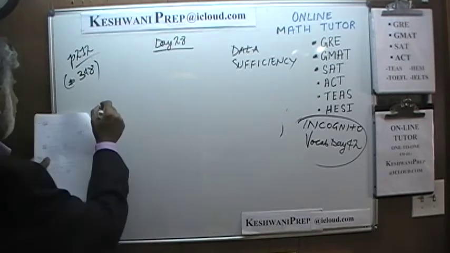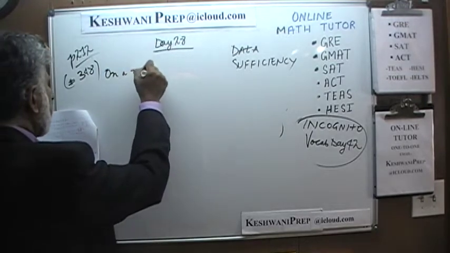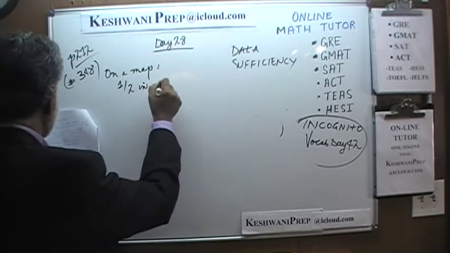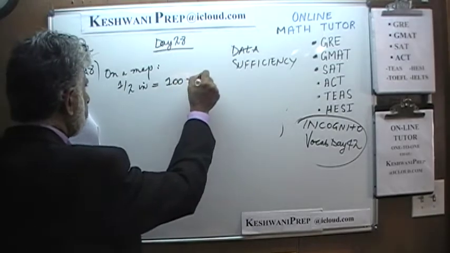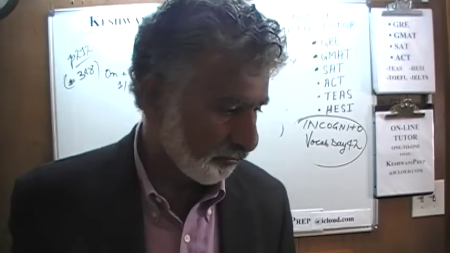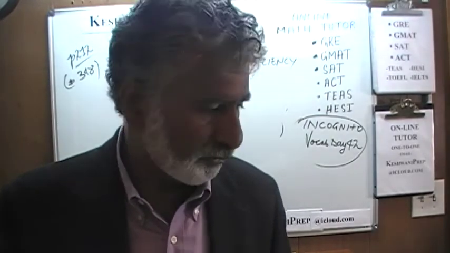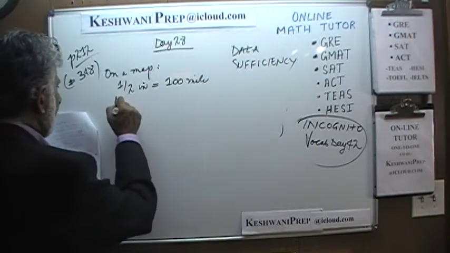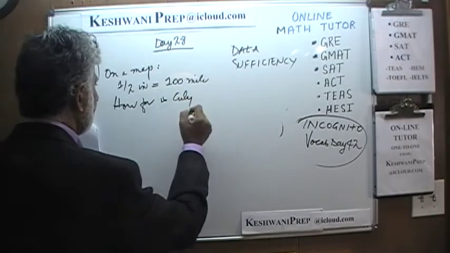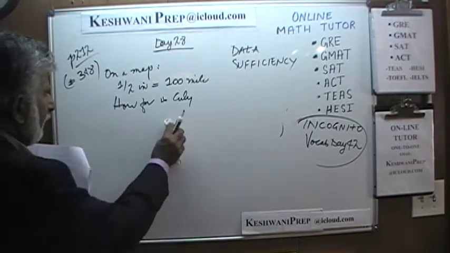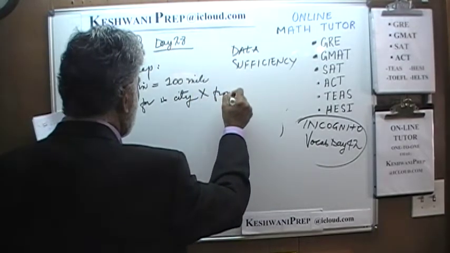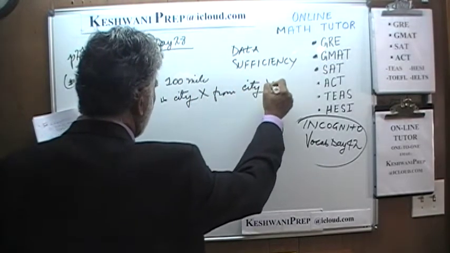348. On 348, we are told that on a map, the scale is such that every half inch signifies a distance of 100 miles. The question simply is, how far is city X from city Y?